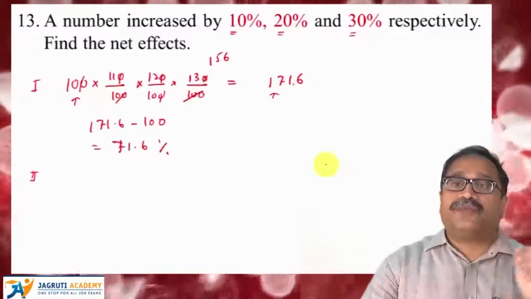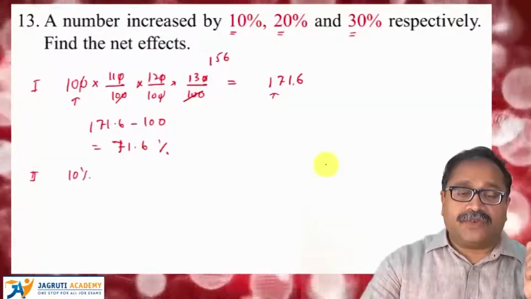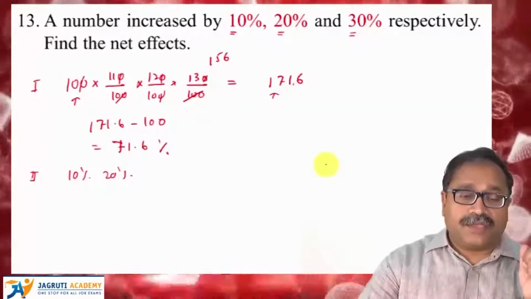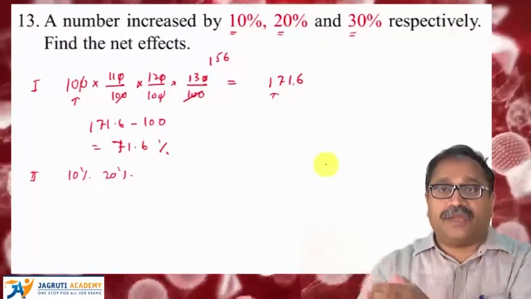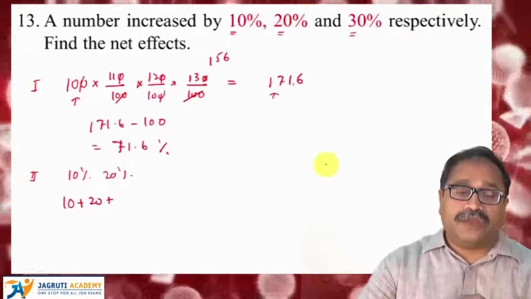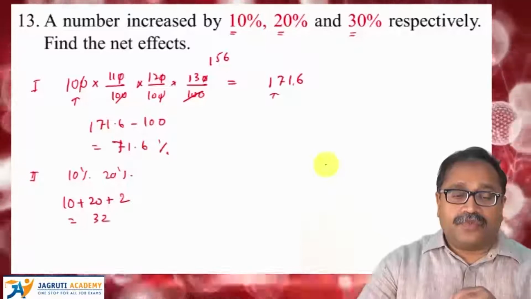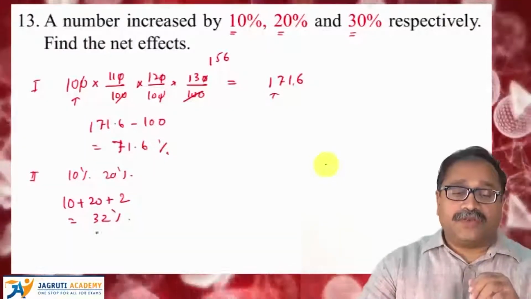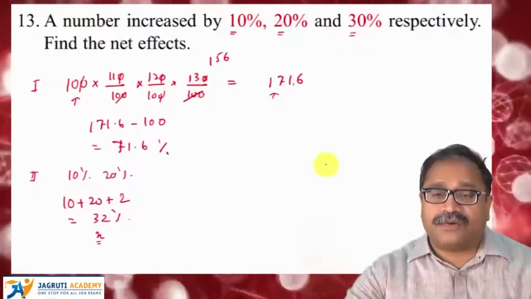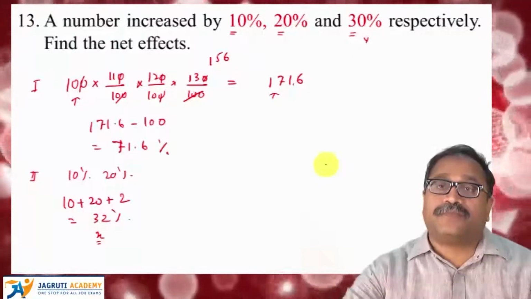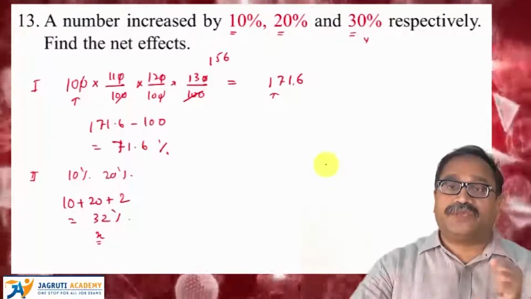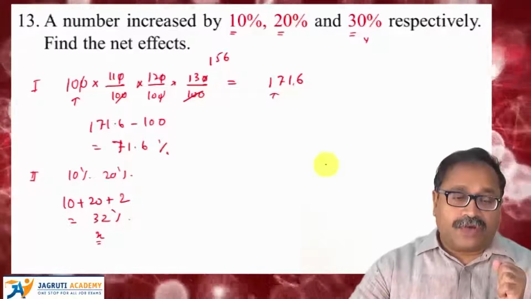Now first I will pick up the two percentages, that is 10% increase and 20% increase. And I will make it a single percentage increase. That is x plus y plus xy by 100. That means 10 plus 20 plus 10 into 20 by 100, which is 2, which is equal to 32%. Now I will consider this 32% as x, and the third one, that is 30%, as y. This I will consider as y. Then again I will apply the same formula, that's x plus y plus xy by 100. That means now x is 32.